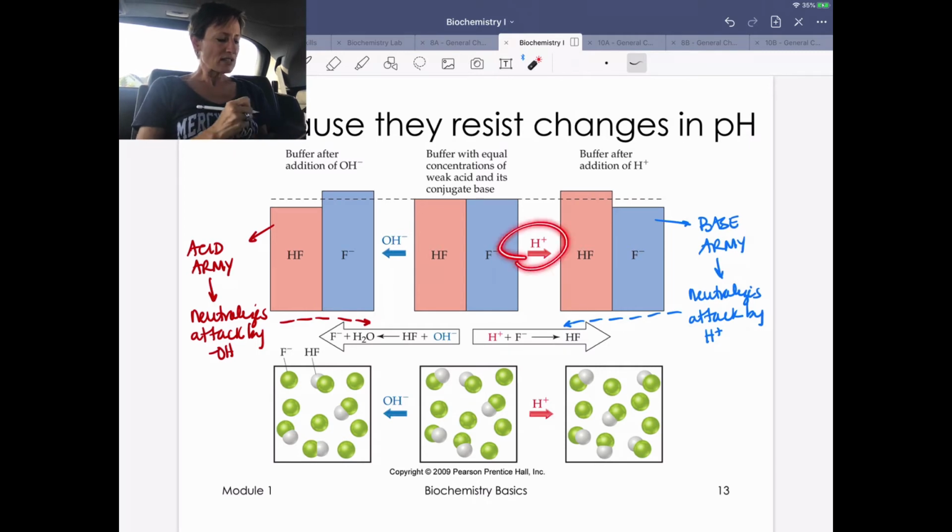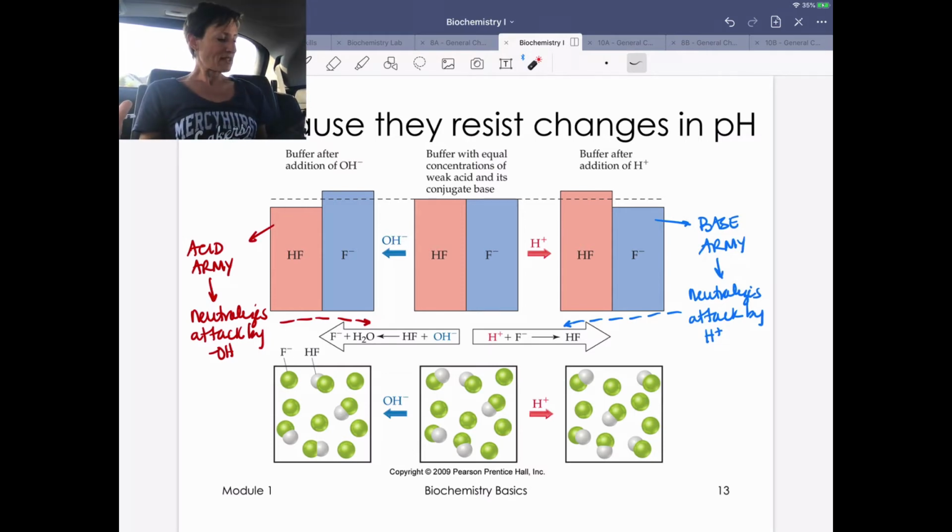So again, what happens is if we're attacked by acid, it's going to deplete a little bit of our base army. And so that one goes down, and because we make HF, we actually increase a little bit of our HF army. The opposite is true over here. If we have an attack by a base, our base is going to attack our weak acid here. It's going to deplete some of that army, and it's going to then convert some of that army into the base, the weak base army.